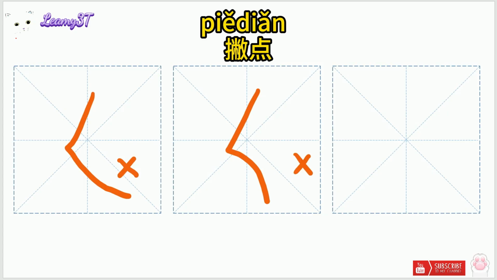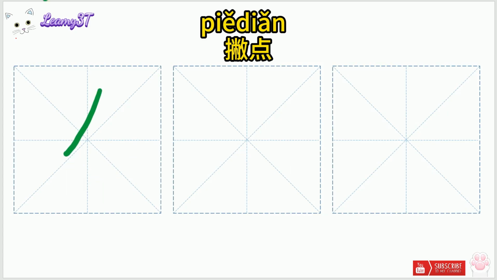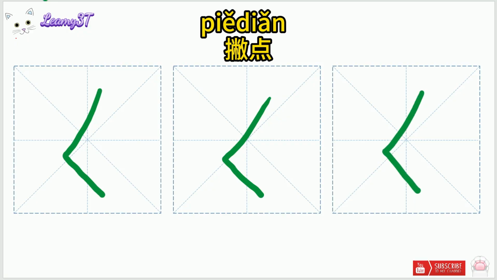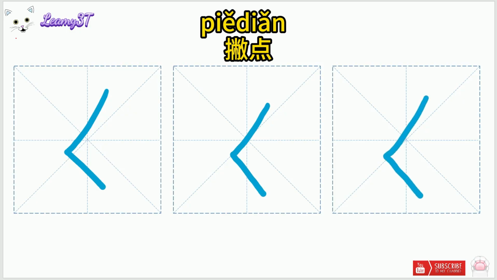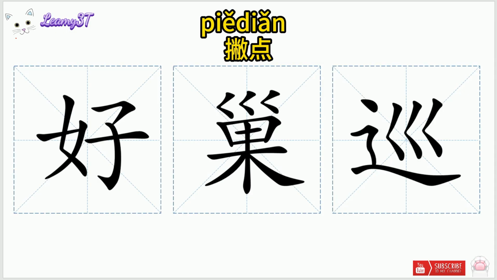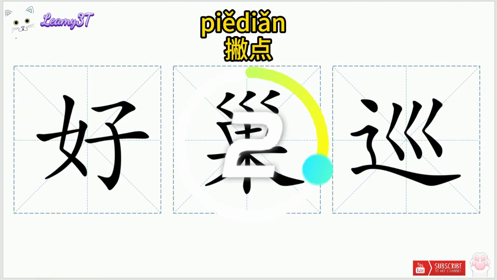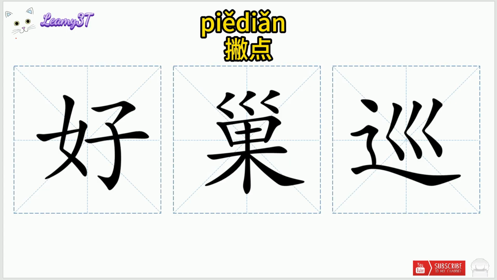Now let's read and write together. Say 撇点. Again, 撇点. One more time. 撇点. One more page. 撇点. Shorter. 撇点. Next, please find all the 撇点 within 10 seconds. Have you found everyone? Let's check. 撇点. One more time. 撇点, 撇点, 撇点.